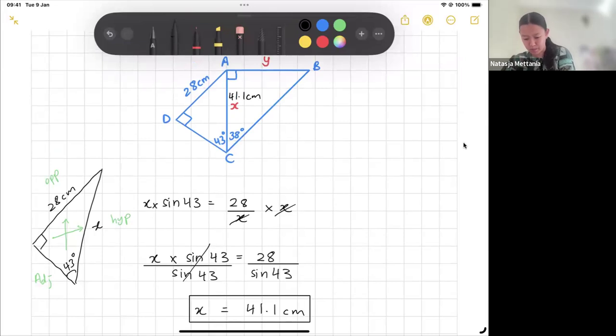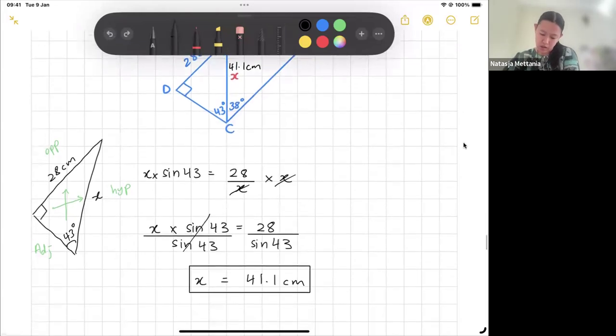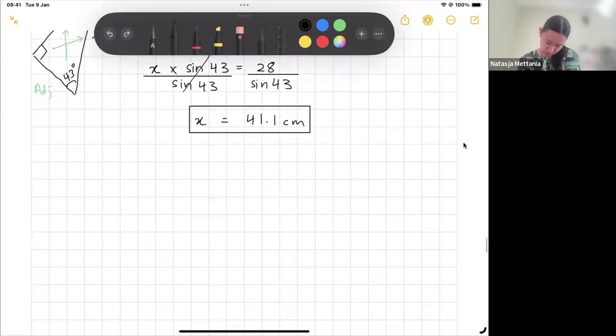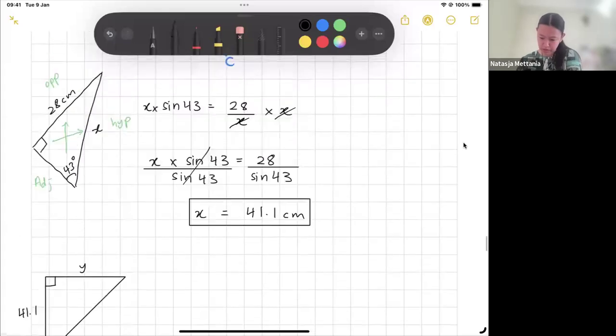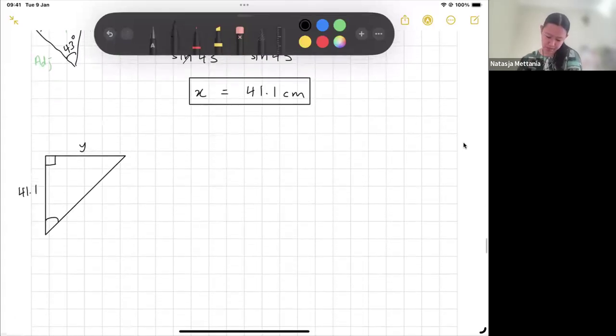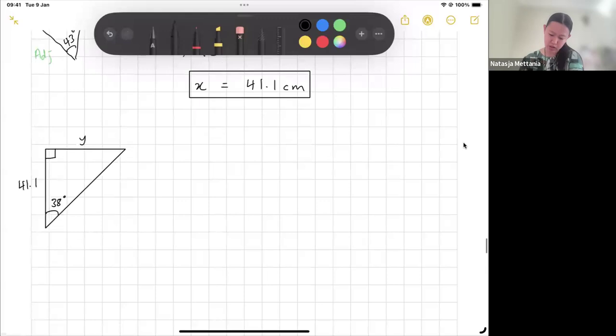Now I can find y. So what I'm going to do is redraw this right angle triangle underneath, drawing it exactly how it is supposed to be positioned. I want to find y. I know that this side is 41.1, and I know that this angle is 38 degrees. It's a right angle triangle again.